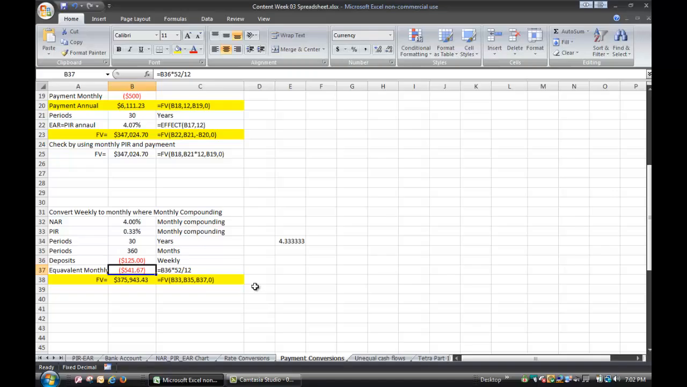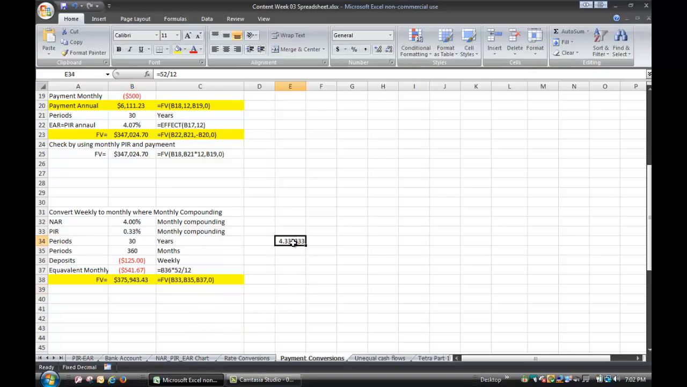$541.67. Note we did not use the future value to include interest because no interest is earned on weekly payments because the compounding doesn't happen until the end of the month. It only looks at the month ending balance, not any balances in the middle of the month. So with that, we can put in a future value for 360 months and that payment, and it's $375,943.43. So this is a little tricky.